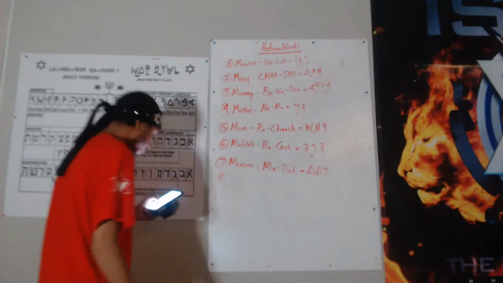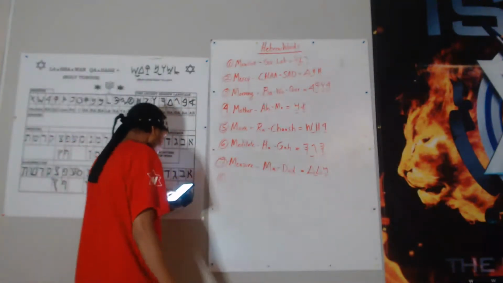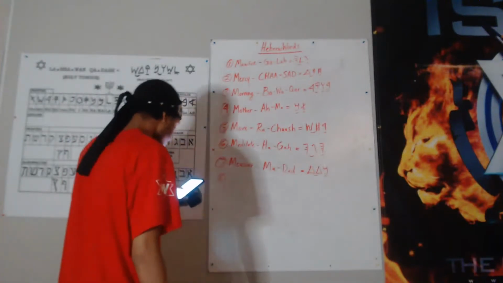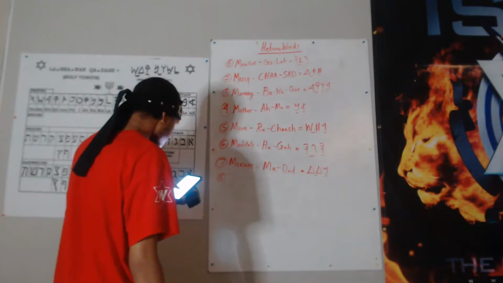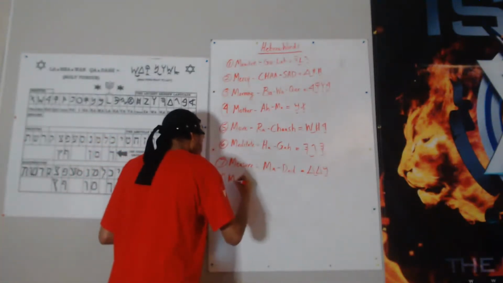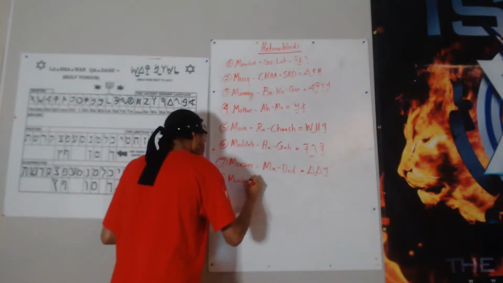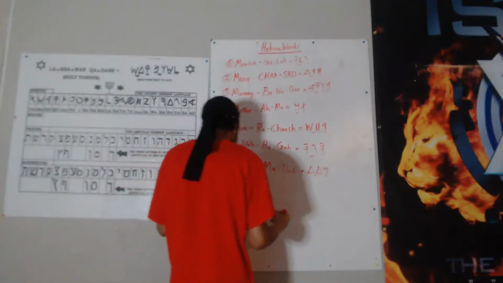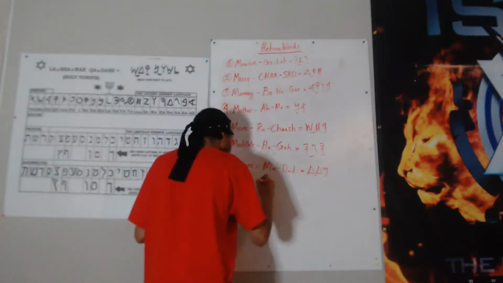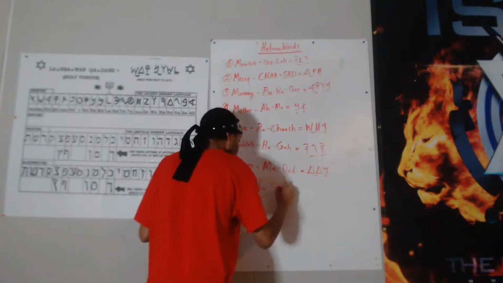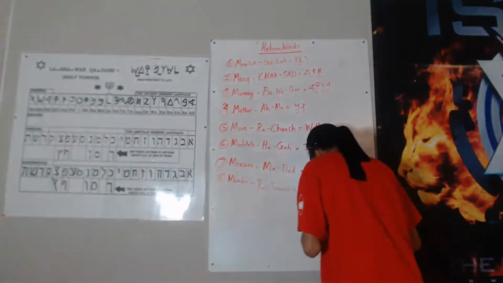Number eight. Let's see. Murder. Murder is going to be ratzach. Ratzach is how you say murder.